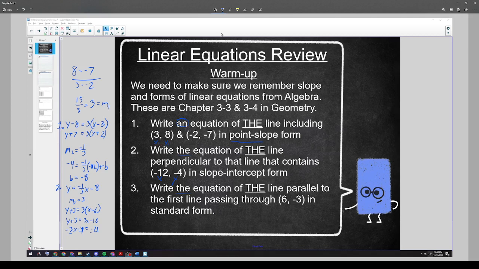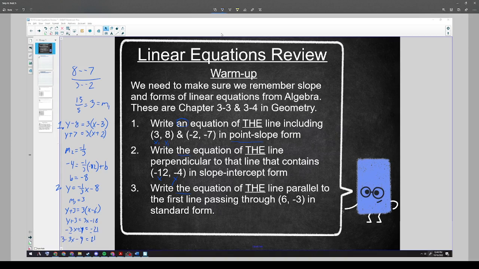The second rule is that the a, the one in front of x, cannot be negative. So we're going to need to switch all of our signs and get 3x minus y equals positive 21. So this is our standard form equation.